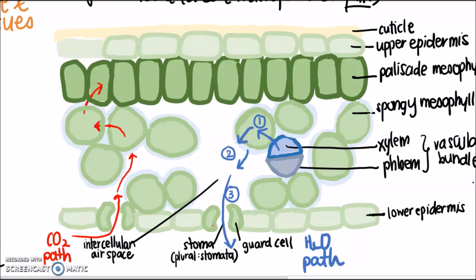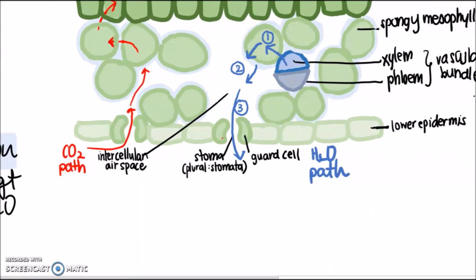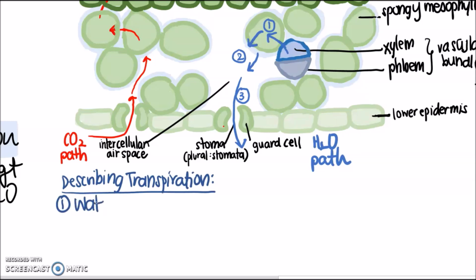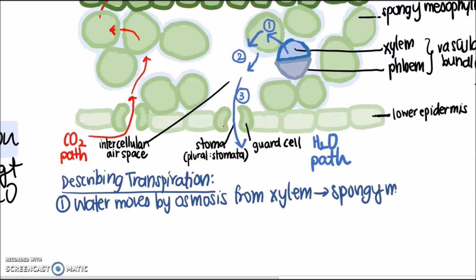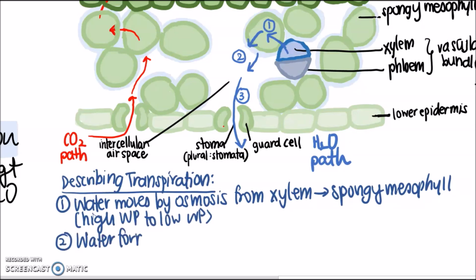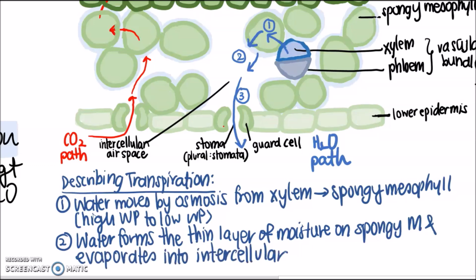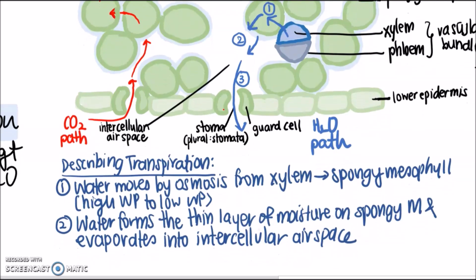So how do I then put these three concepts into words? Okay, so describing transpiration. Number one, water moves by osmosis from the xylem to the spongy mesophyll, right? This is from a high water potential to a low water potential in the spongy mesophyll. The second part is that it then forms a thin layer of moisture on the spongy mesophyll. And this thin film of moisture evaporates into the intercellular airspace.